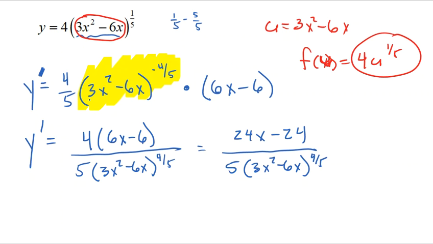But all I'm saying is, listen, just leave the inside alone, right? We're going to have to replace it anyway. Like when I was following the rules, if I followed the actual rules, I have to replace u with 3x squared minus 6x anyway. So why not just leave it there because it needs to be there anyway. I hope that makes sense to you guys.